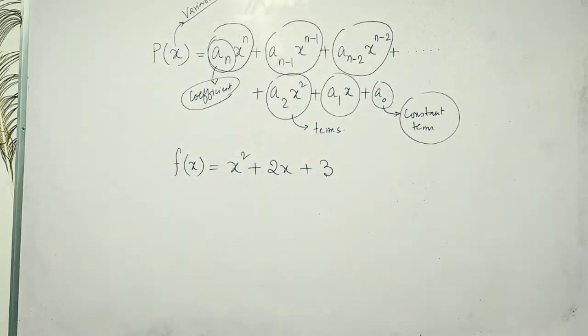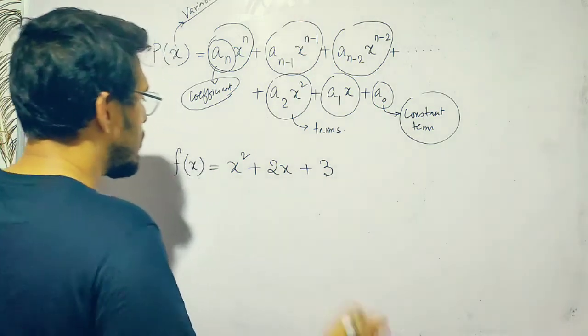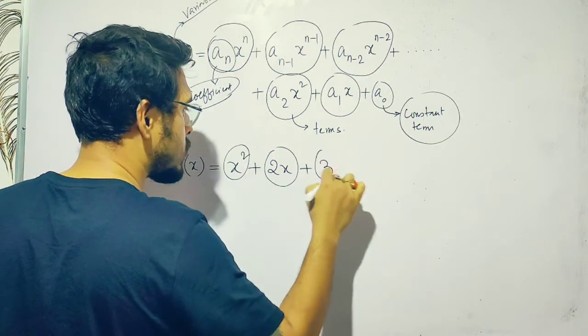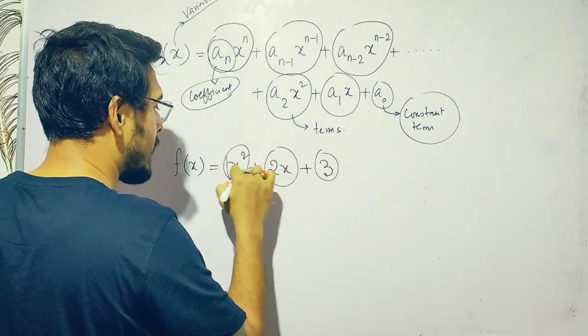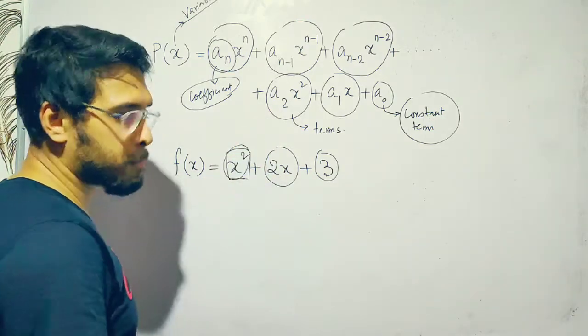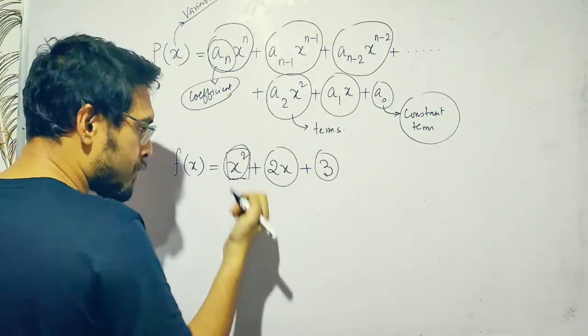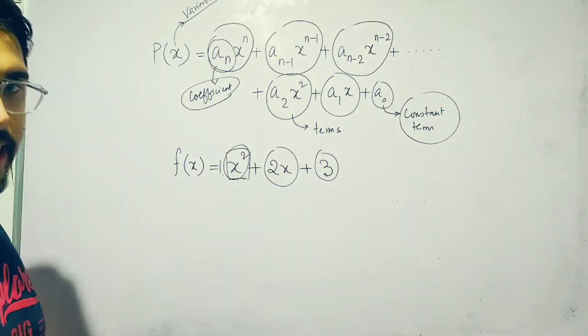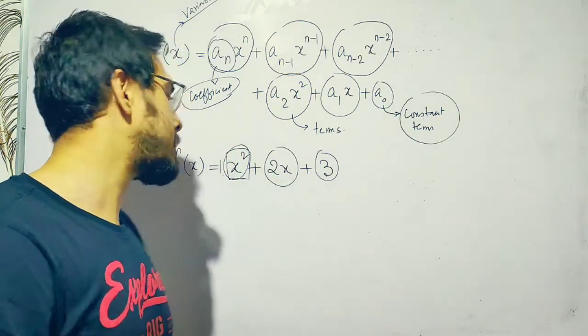Now this can be a polynomial. How? This is the variable of the first term, this is second, this is third. So x square is the variable of the first term. X is the variable, basically it is squared up. Now if you talk about the coefficient of the first term, there is nothing, that means there is 1. X square means 1 into x square.